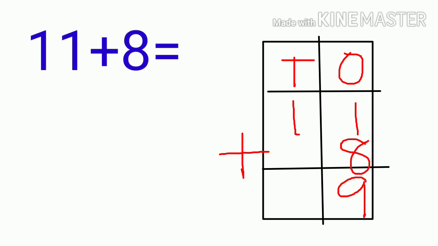Then what is the next step? Yes, we have to add the tens place digits. Here we have only one number in tens column. So let us put here 0, then add 1 and 0. Tell me, what is 1 plus 0? 1. So our answer is 19. That is 11 plus 8 is equal to 19. I hope you have understood how to add numbers by using tens and ones columns.